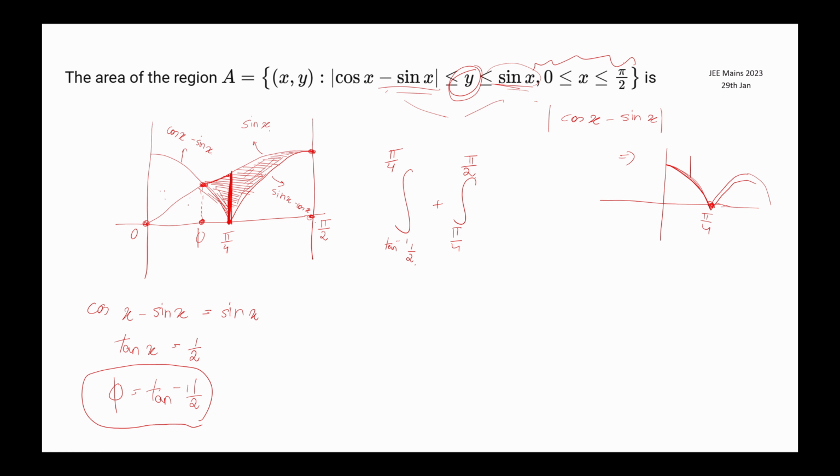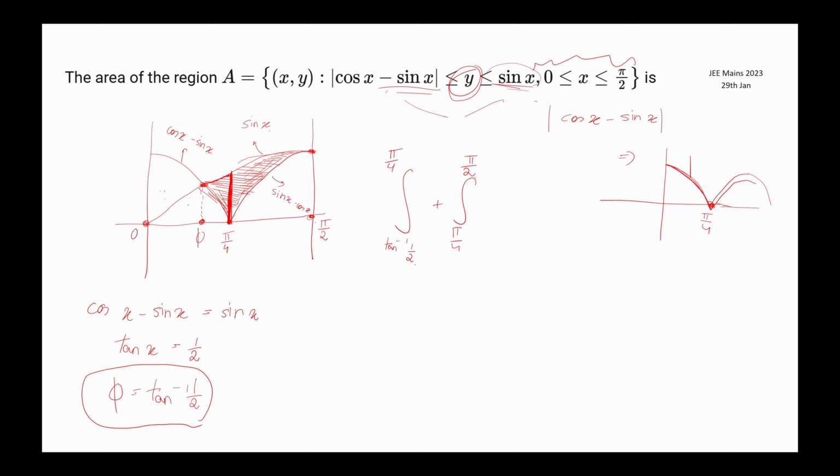So you have to take up only this shaded portion, because only in this shaded portion is my sin x above my cos x minus sin x. So that is why I choose this. And you have to remember that from 0 to pi by 4 my modulus would open as positive. However, from pi by 4 to pi by 2 my modulus would open as negative. So that is why I had to divide it into two different parts and then calculate my answer.